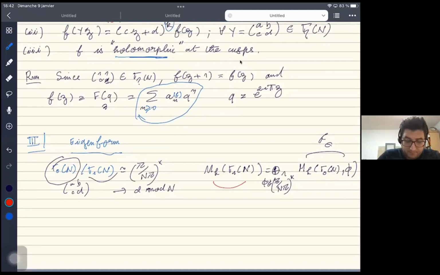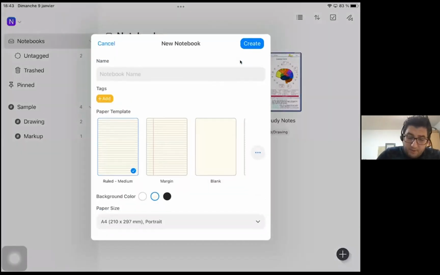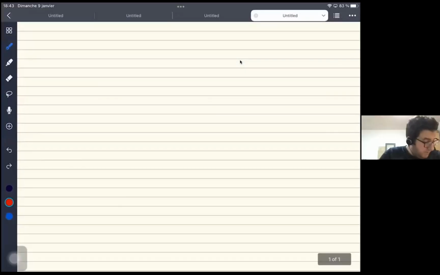Often it is denoted like this when you take a d like this. And if I take f here, it means f is an eigenvector for the diamond with respect to the character phi. This is the first important action that we need, and we have a second one, which is the Hecke operators.